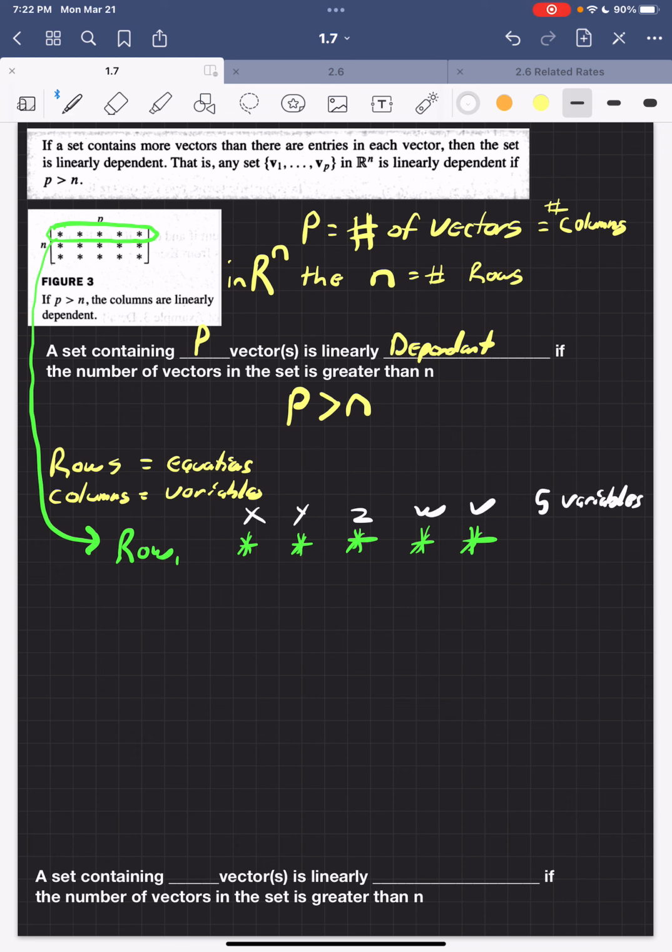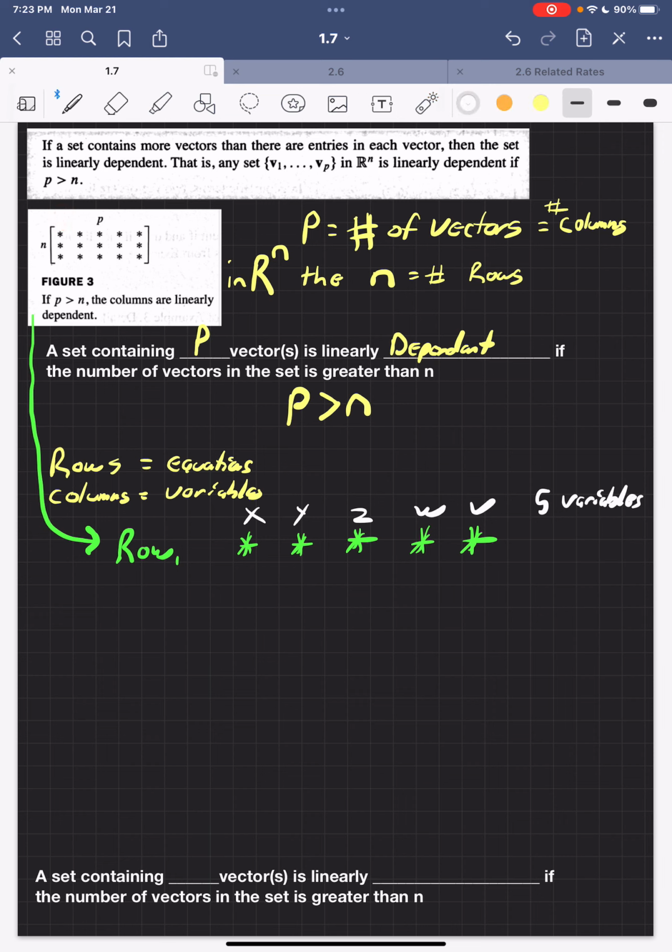And of course, this is just row 1, so each row is its own equation. So will you grant me that looking at this matrix up here, this matrix has 3 equations, 5 variables. If you don't see this, I need you to see it. So row 1, equation 1. Row 2, equation 2. Row 3, equation 3. 3 equations. 1, 2, 3, 4, 5 variables.